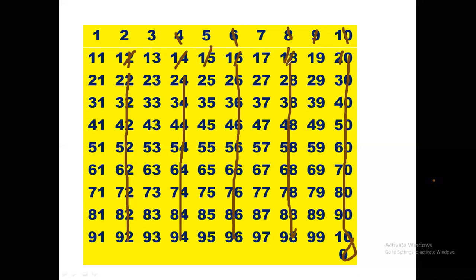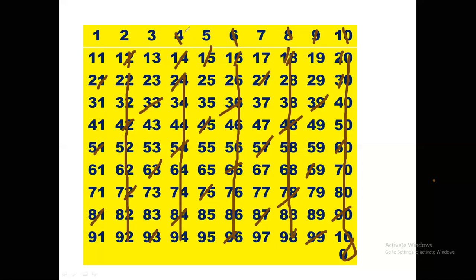15, 18, 21, 24, 27, 30, 33, 36, 39, after 39, 42, 45, 48, 51, 54, 57, 60, 63, 66, 69, then 72, 75, 78, 81, 84, 87, 90, 93, 96, and 99. We have done with the multiples of 3 also.